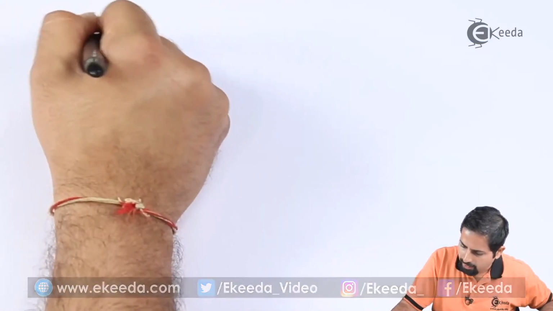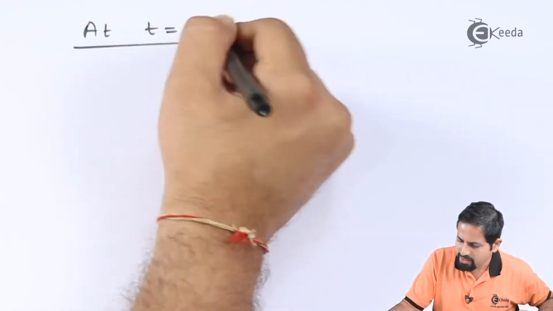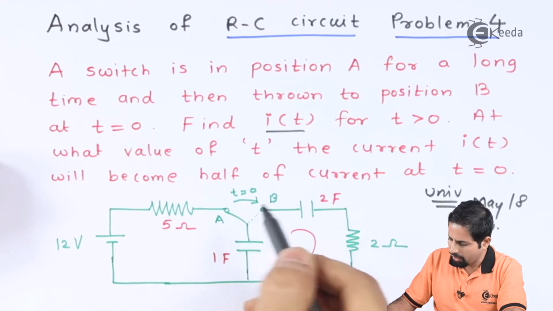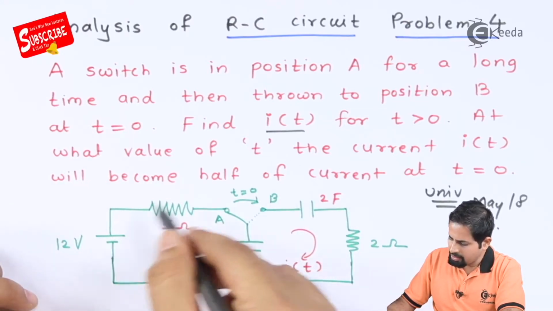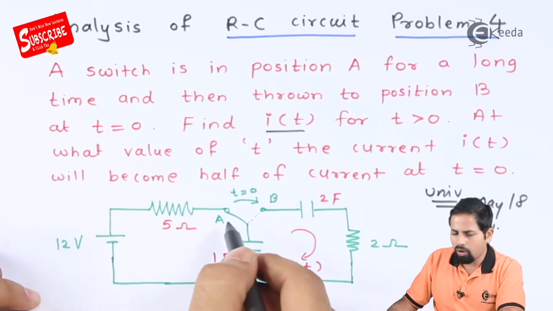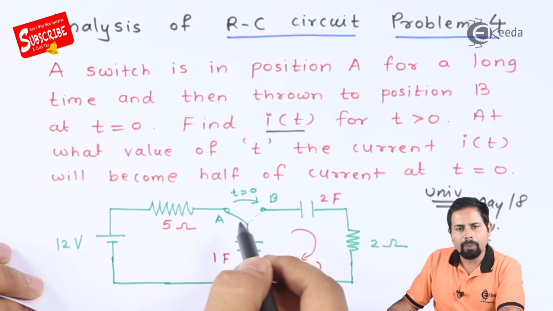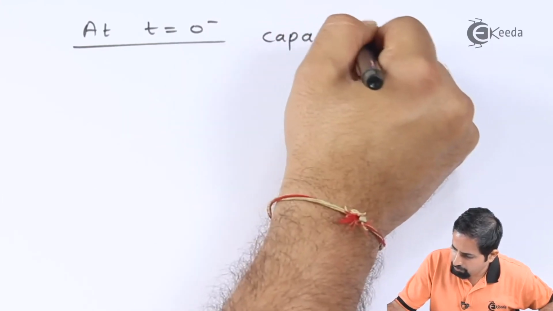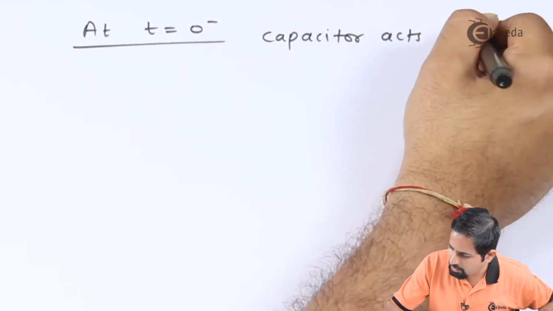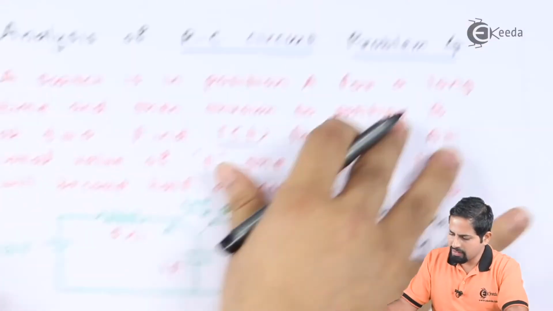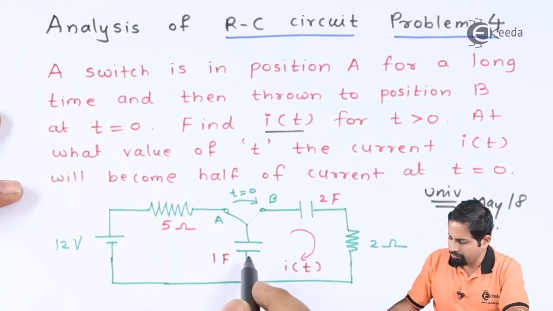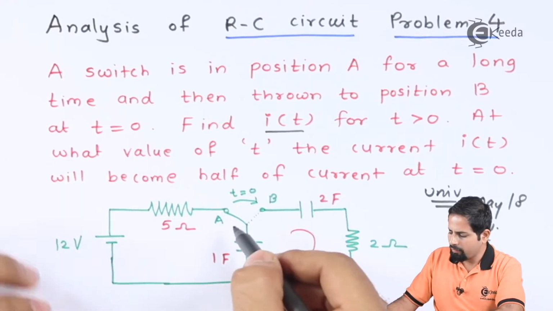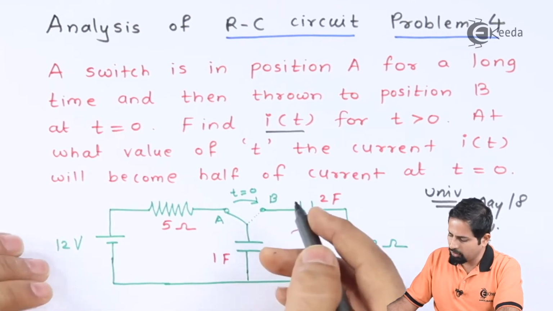So let's start at t equal to 0 minus. Obviously at t equal to 0 minus, my switch will be at position A, and you can see it's a steady state because it's a DC source, and we all know that the capacitor will act as open circuit. So at t equal to 0 minus, the capacitor acts as open circuit. This capacitor, whose value is 1 farad, will be getting charged by this voltage source of 12 volt, and we will have the voltage across that capacitor later on.